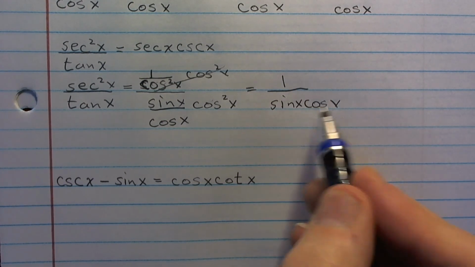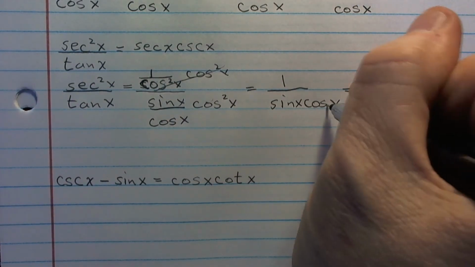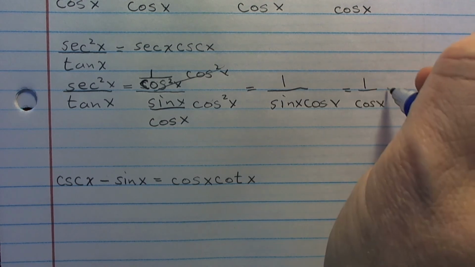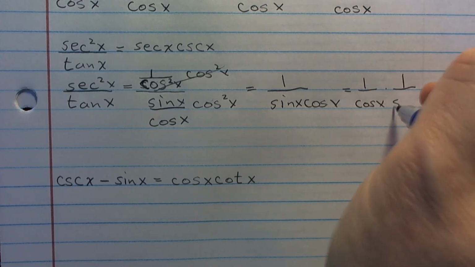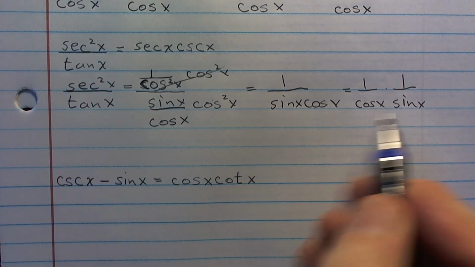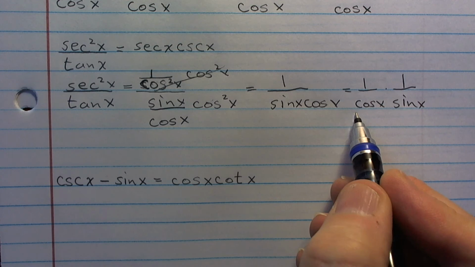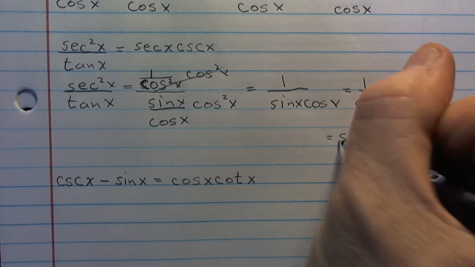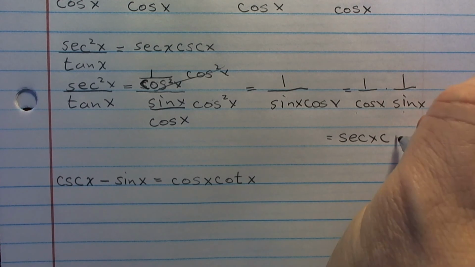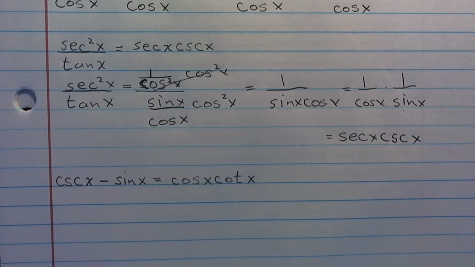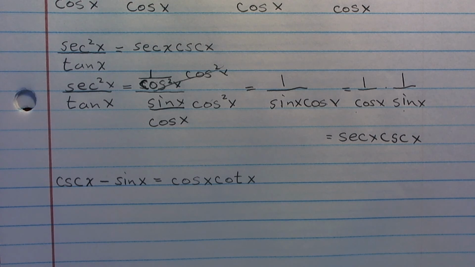Well, look at this. 1 over, so this is 1 over cosine times 1 over sine. If I just split this up, I can write it this way. Well, this is secant and this is cosecant. So that's what we wanted to show. This is secant x, cosecant x. And that's what we wanted to show. So that one's done.